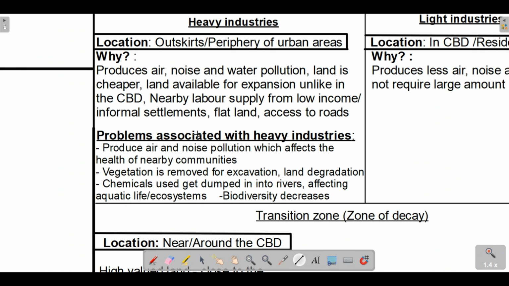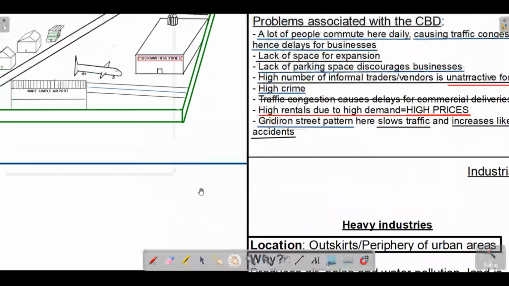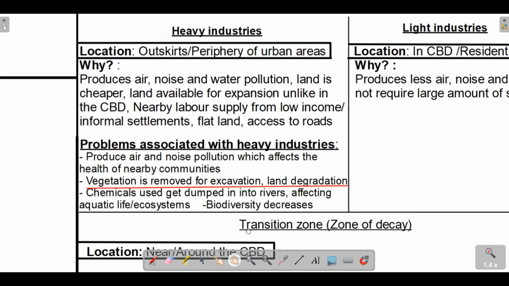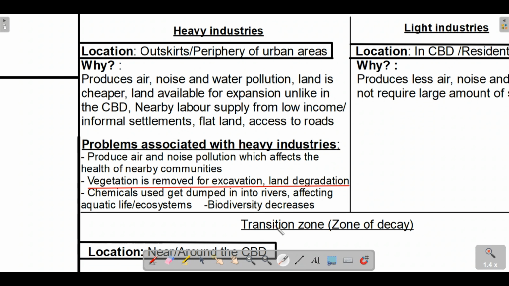The second problem that is associated with heavy industries is that, of course, when they build their buildings, they are going to remove vegetation that was there, right? So that they can build, so that they can dig, build foundations, so on and so on. And so, of course, that degrades the lands. That is a negative impact on the environment. Okay. So it also promotes soil erosion over there. So you can add that as well.